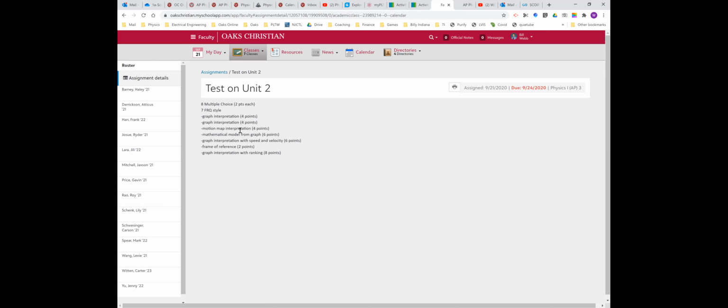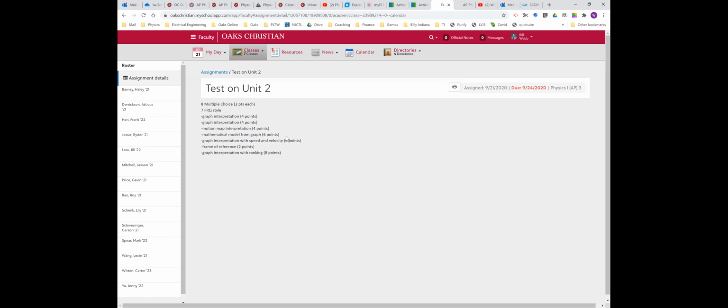The third one is a motion map interpretation. We just did on this worksheet, number 2, part C, where you had to draw a motion map. This is sort of the reverse. It gives you a motion map and you need to put in words what that motion map is showing. The fourth one is a graph that you need to interpret a mathematical model from, so a little bit like part D on number 1 from this worksheet.